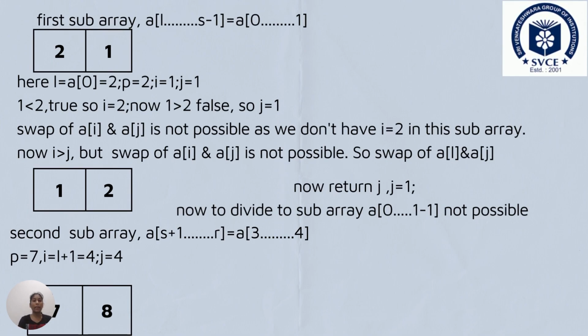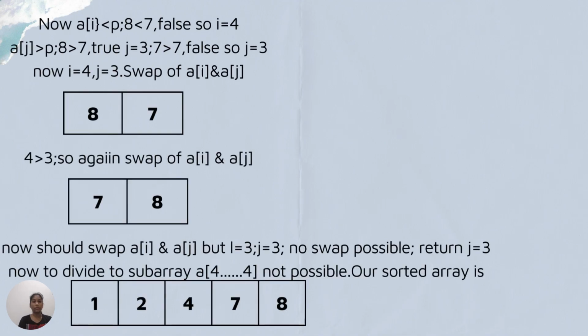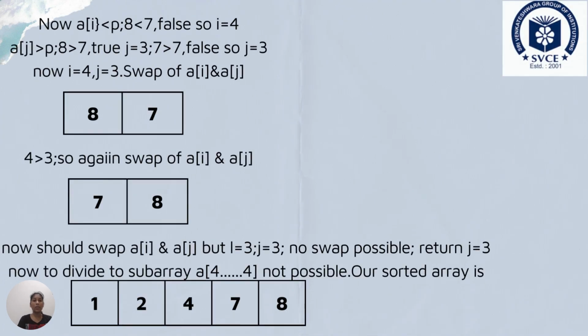Now our pivot element is 7. I is L plus 1 and J is 4. Again we'll check the condition whether A of I is less than P. Is 8 less than 7? It is false. So I will become 4 itself. Is A of J greater than P? 8 is greater than 7, it is true. So J is 3. Is 7 greater than 7? It is false. So J will be 3 itself.